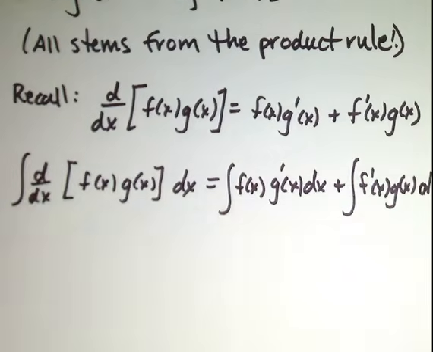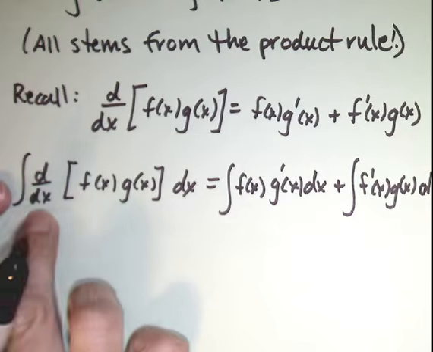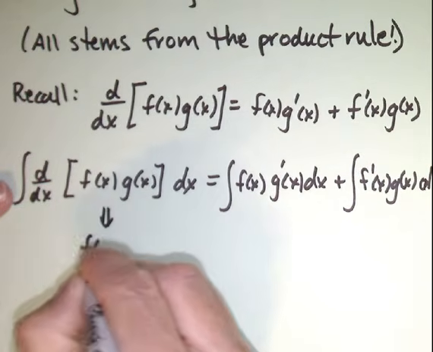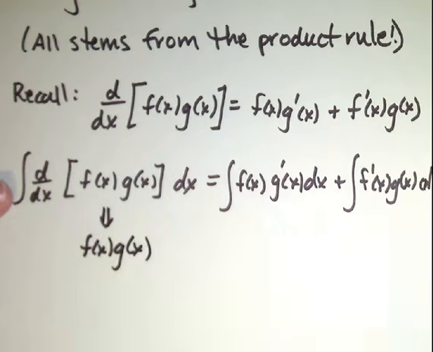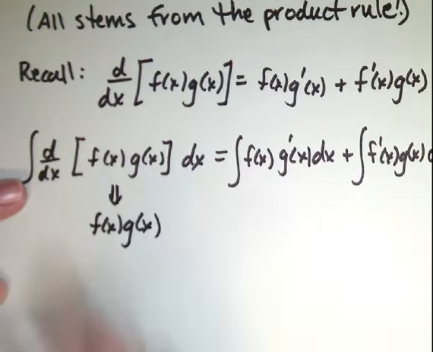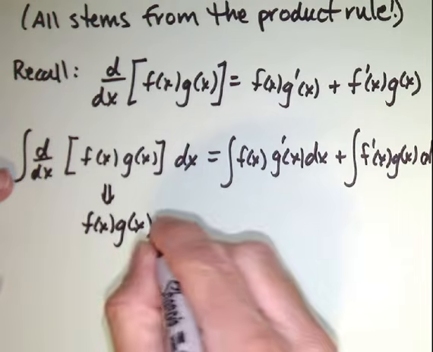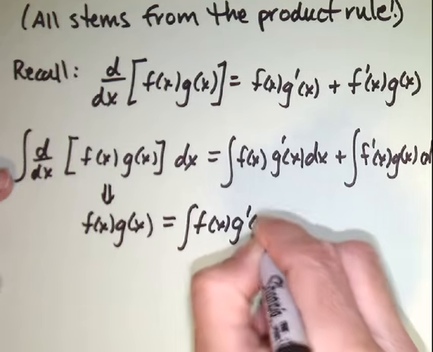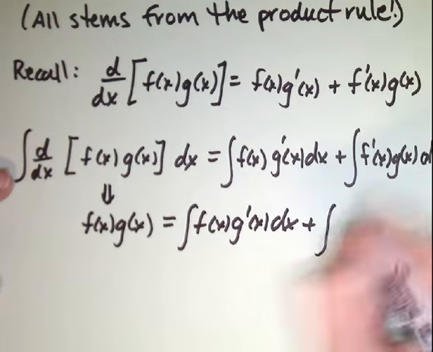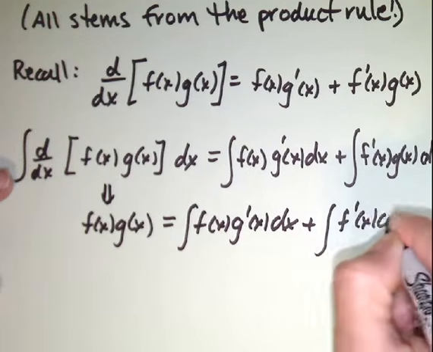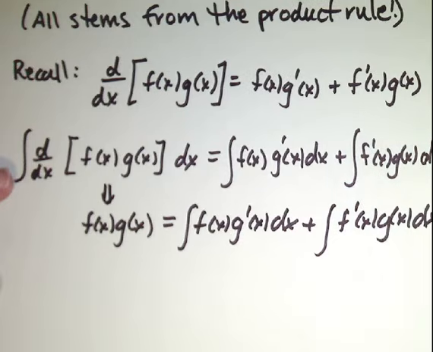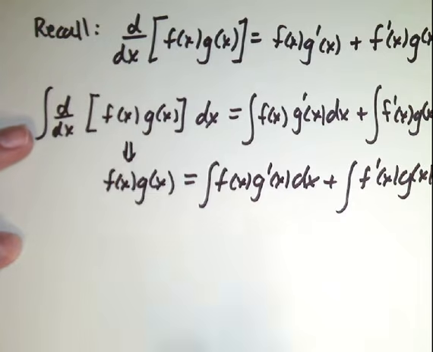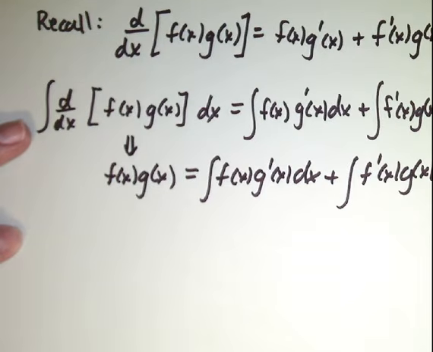Okay? Now notice if I take the integral of this derivative, by the fundamental theorem of calculus, this just drops out and I get f of x times g of x. So I undo what's being done here. And again, that equals the integral of f g prime of x dx plus the integral of f prime g dx.